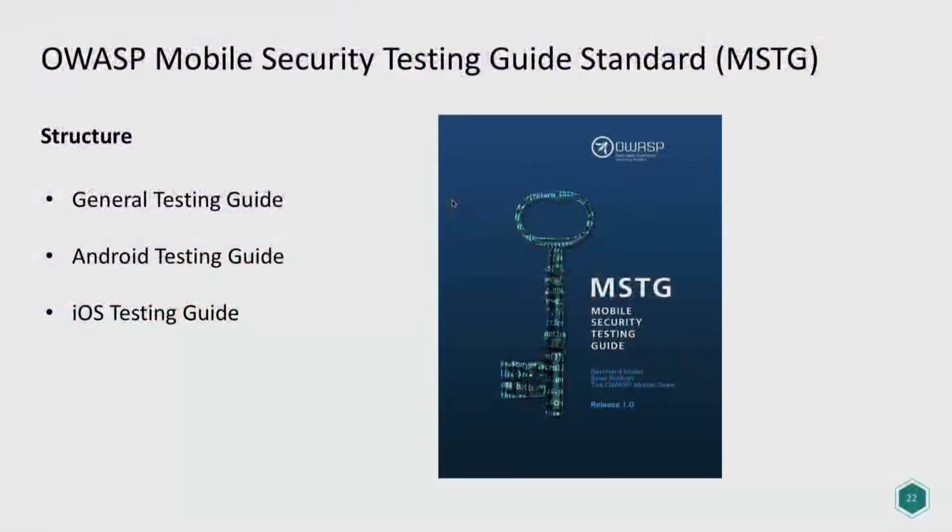So the structure of the MSTG is we have an Android testing guide and an iOS testing guide, which describes all the security mechanisms, what you can do for reverse engineering, and of course all the different test cases. But while we were writing it, we realized that we were duplicating things, because for Android and iOS, when it's about cryptography or authentication, things like stateless authentication, this is not really Android or iOS focused. This is something generic. Therefore, we were creating a general testing guide that is covering these topics.